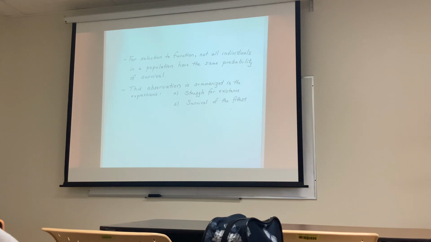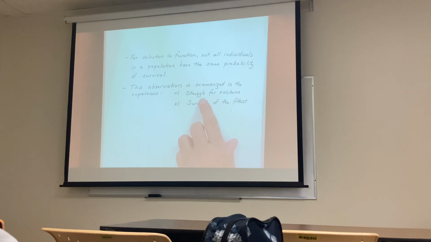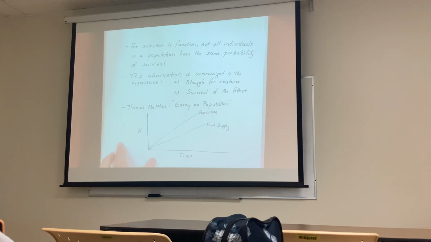So the fancy way of saying all this is, for all of this to work, not all individuals in a population have the same probability of survival to reproduce. And you've heard of these expressions that relate to this: the struggle for existence, survival of the fittest. Not everybody can make it. And Darwin got this from a sociology book written by Thomas Malthus.